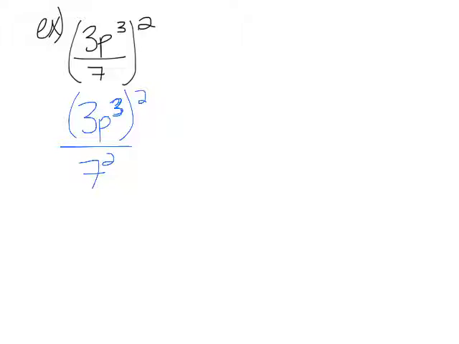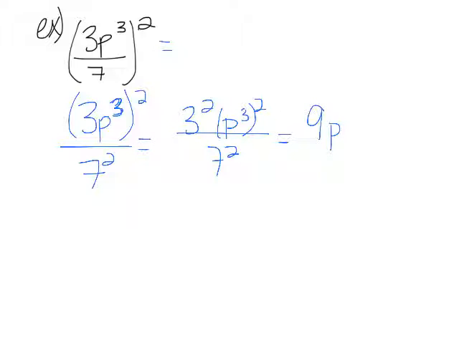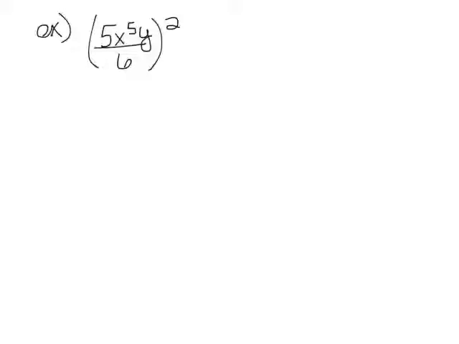And then, as from my previous lesson, I know that I have a power of a product. So this is actually going to be 3 squared times p to the 3rd squared over 7 squared. And then when I simplify this, I'm going to get 3 squared is 9. And p to the 3rd raised to the 2nd power is actually p to the 6th because I multiply my exponents. And then 7 squared is 49. And so I'm finished right there. Go ahead and pause the video and try this one on your own.